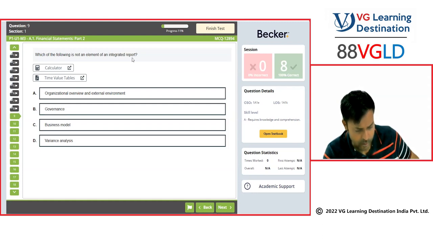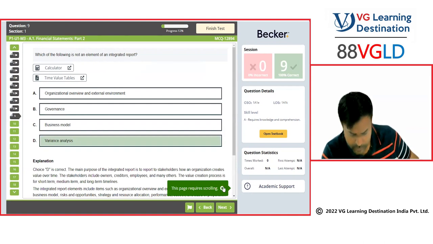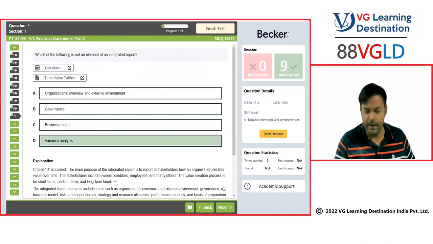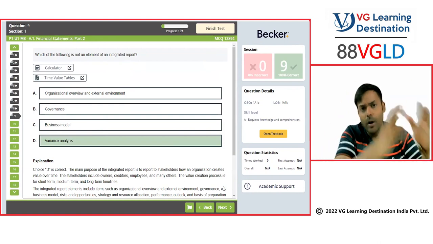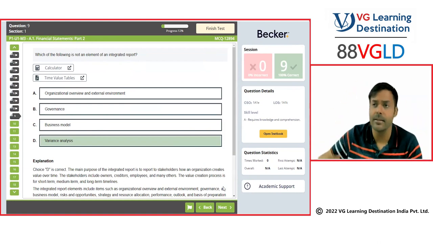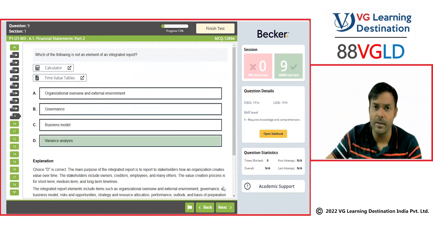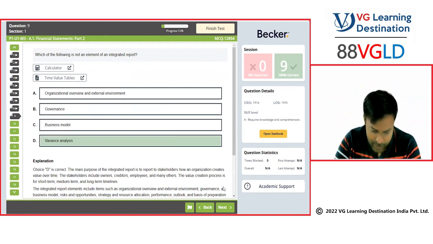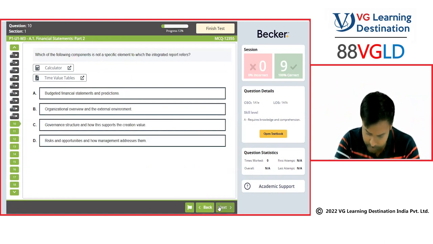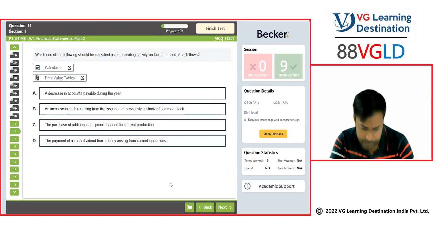Which of the following is not an element of the integrated report? Again, not much relevance because we have not done it, but you're saying D? You're saying A? Correct, variance analysis in that case. Because here we are talking about integrated report, which is going to talk about the organization, society, creditors, employee, everyone in that case. This report is not about that, what is your actual, what is budget, and what is the variance analysis. It's not that. That's why variance analysis is not the element of the integrated report. Okay, it's a mix-up question which is coming. Yeah, we can do this.